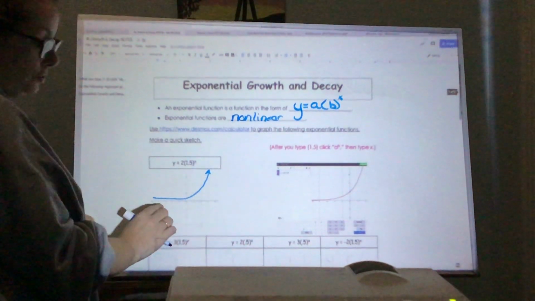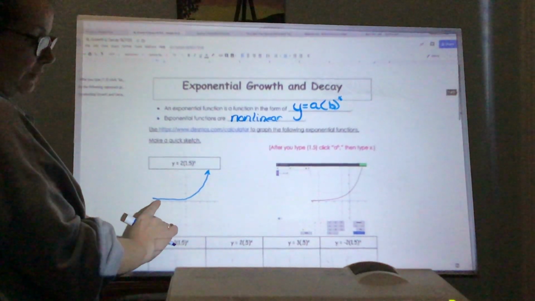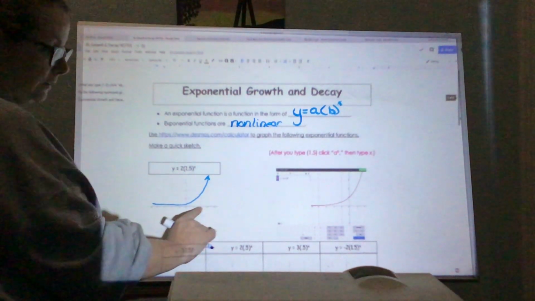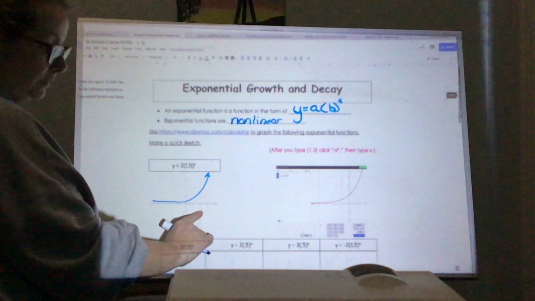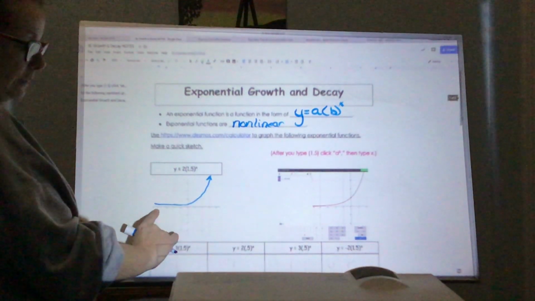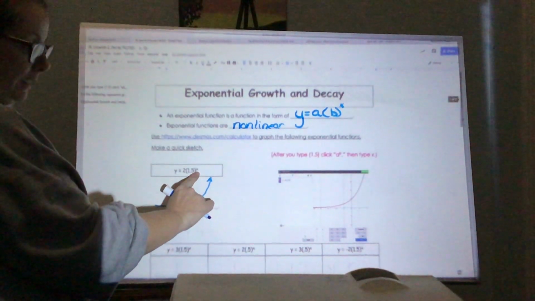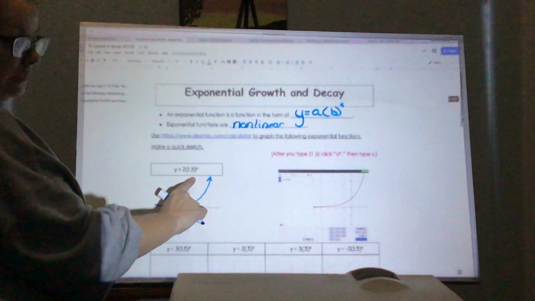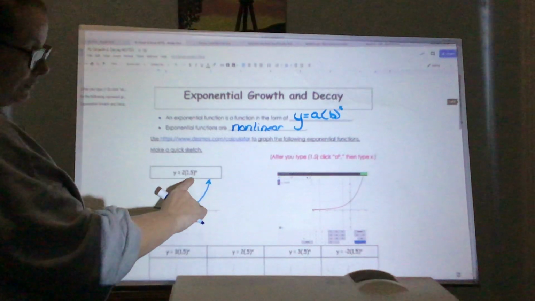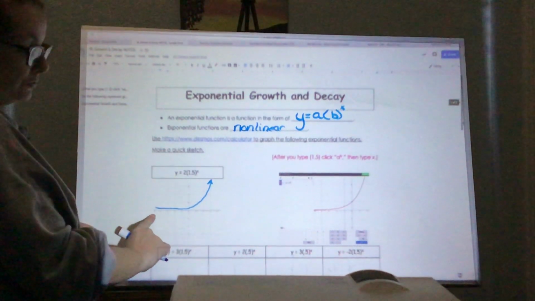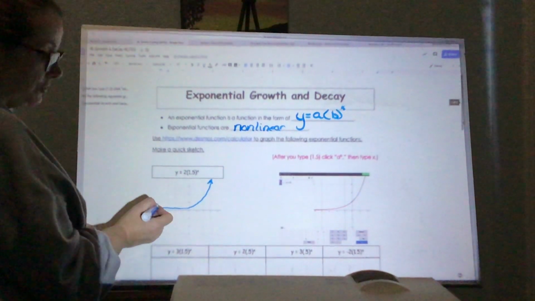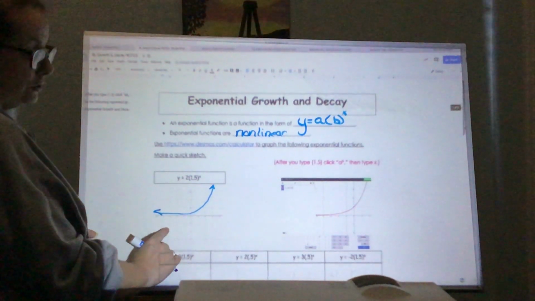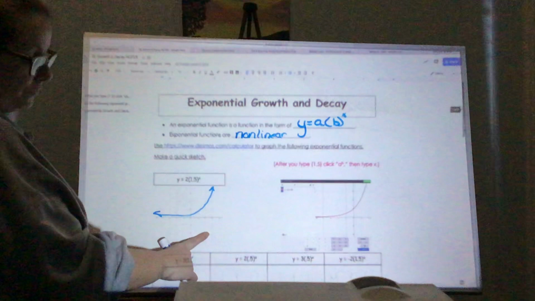The other thing that you should notice is that it never actually touches the x-axis. It gets very close to it, but never touches it, because we never get 0. If you put in a negative number here, you would get a very small decimal number. You would never get something that was below 0. So this graph is going to stay in these 2 quadrants. It's not going to go to quadrant 3 or quadrant 4.